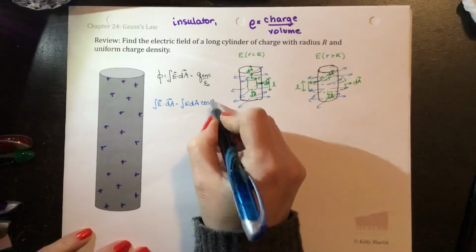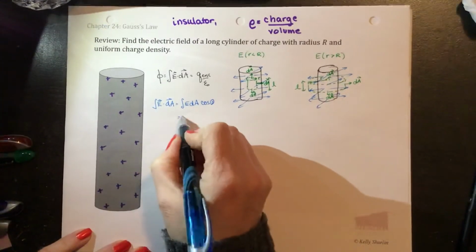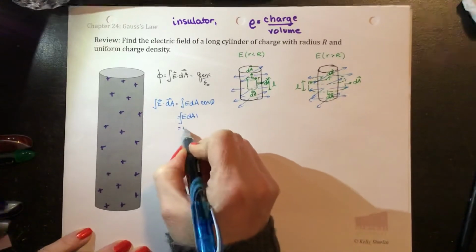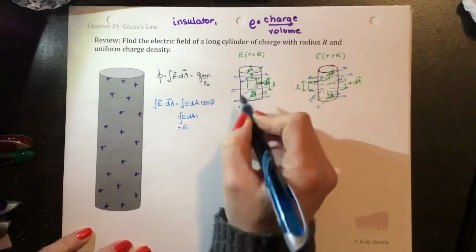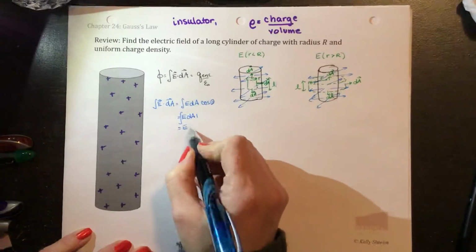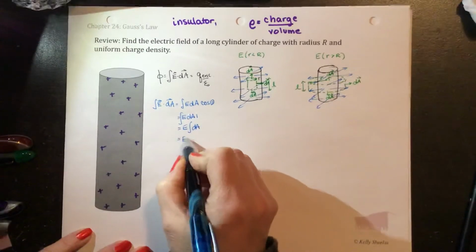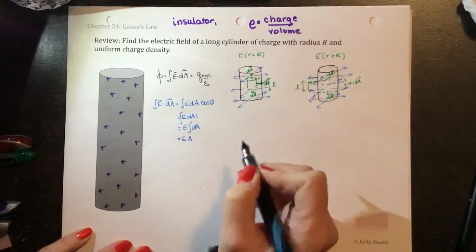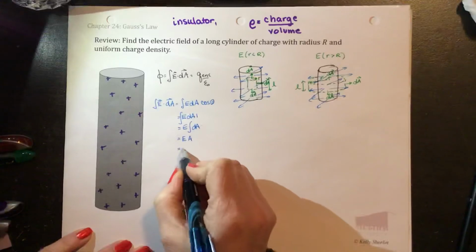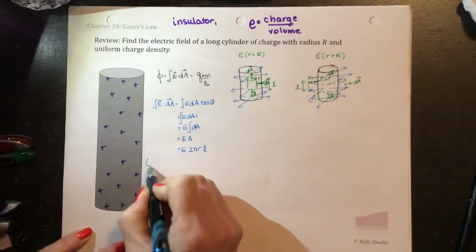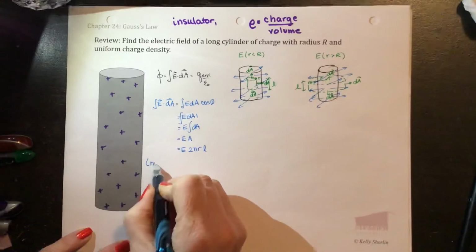So cosine 0 equals E times dA times 1. As long as we're a uniform distance away from the center, your electric field will be uniform. E times the integral of dA is E times A, where A is the area of your Gaussian cylinder, which is 2 pi r times the length. We'll just put in brackets, no flux through top and bottom.